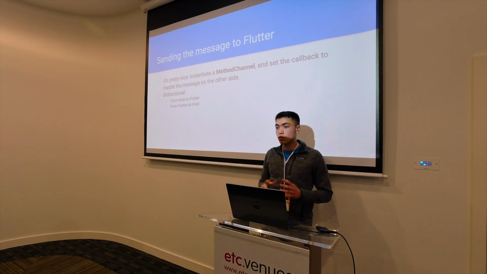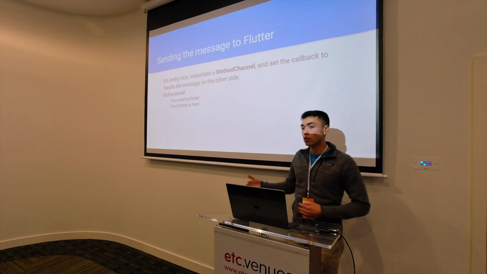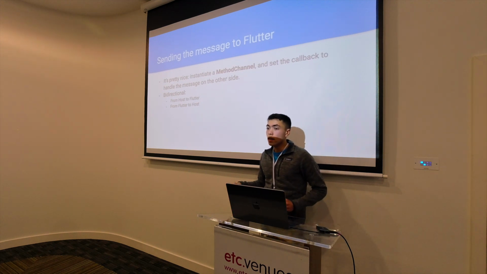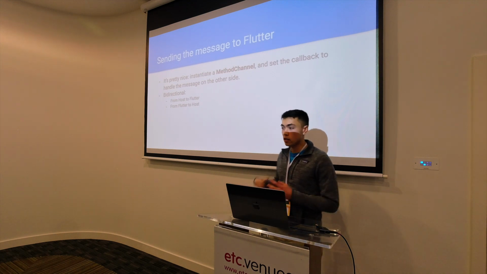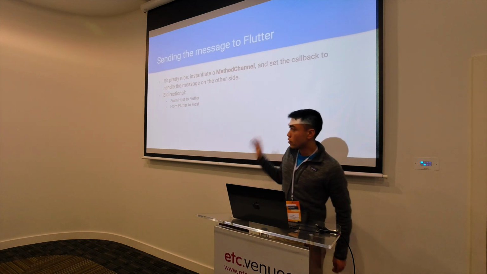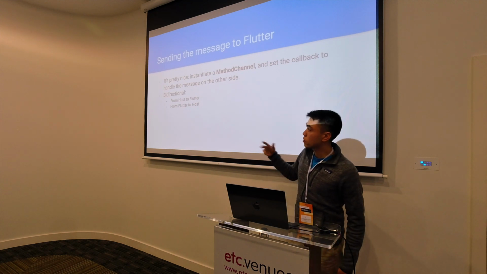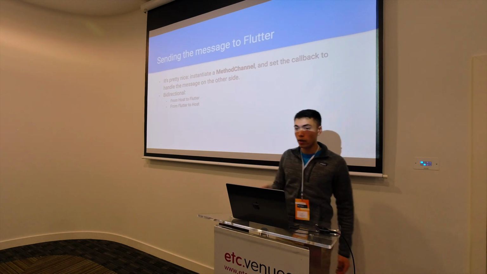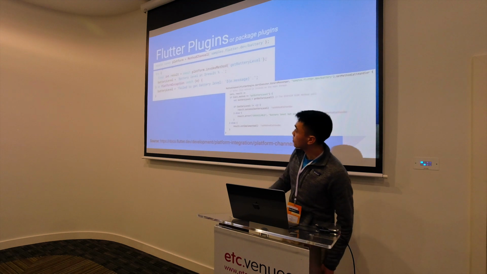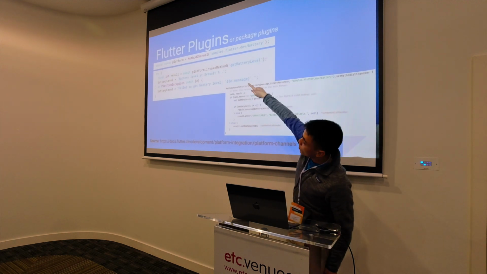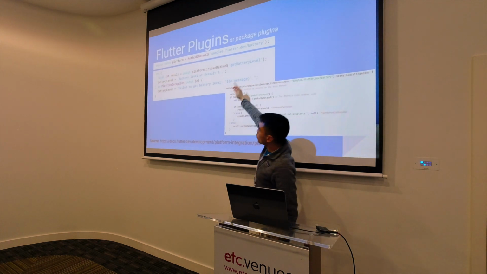On the Dart side, you can create this method channel. On the iOS side, you create a method channel as well. Then you call methods on this method channel, and it will call the other side, and you can handle that with a callback. And you can send it from the host, Android or iOS, to Flutter, or the other way as well. So this is basically some code. You instantiate that method channel, and then you invoke a method.